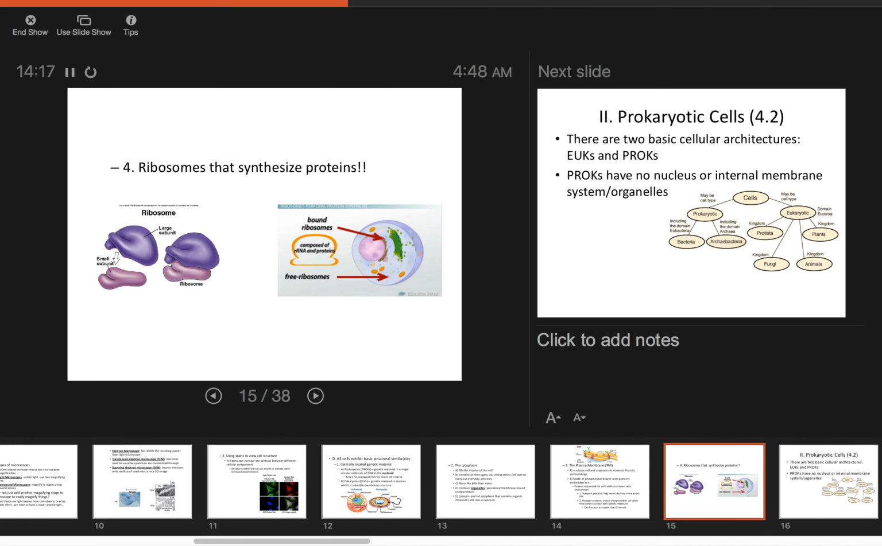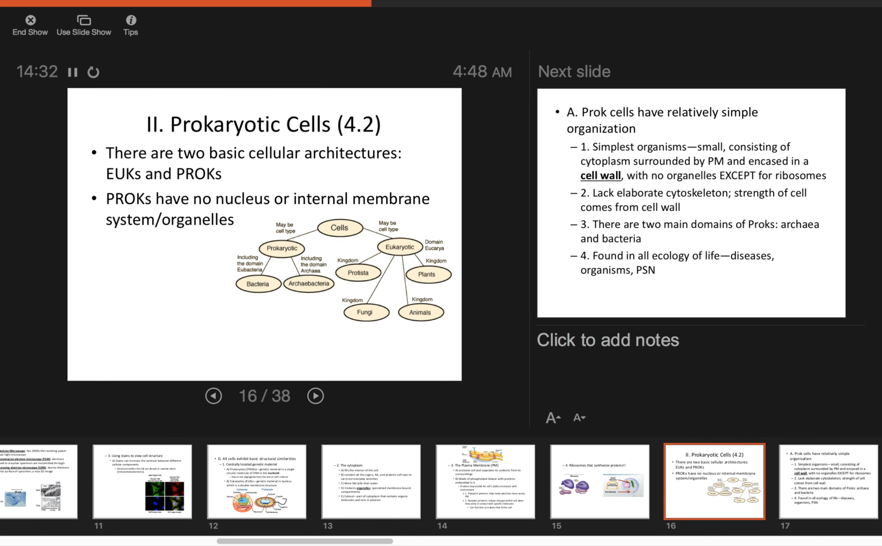The 4th characteristic that all cells have is that they have ribosomes that make proteins. So I know when I say prokaryotes don't have organelles, okay, they do, they have a ribosome, but other than that, they don't have all the other organelles. Okay, so prokaryotic cells don't have a nucleus, and they don't have this internal membrane system or organelles except for those ribosomes. So if we take a look at kind of a flow chart of cells, here we have cells. All living things are made up of cells. You can be prokaryotic or eukaryotic. And if you are prokaryotic, you can be part of the domain eubacteria or bacteria.